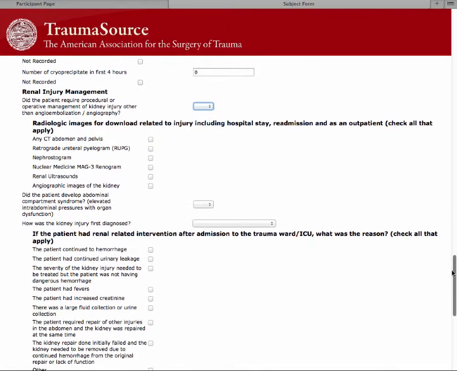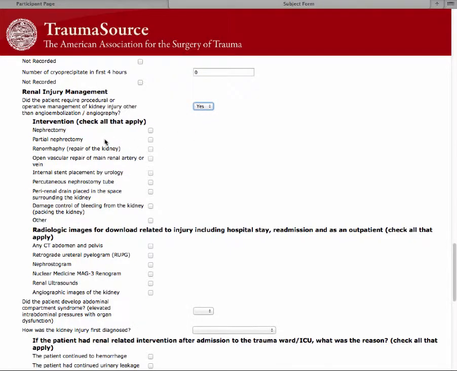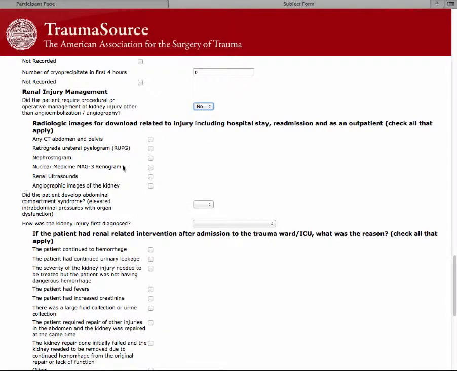The renal injury management. Did the patient require procedural or operative management of kidney injury other than angio? And if we said yes, then we would get this long list of things that was done, and there's always an other in order to capture anything that was done that was a little different than these check boxes. And so in this case, we just did angiography, and so nothing was done.